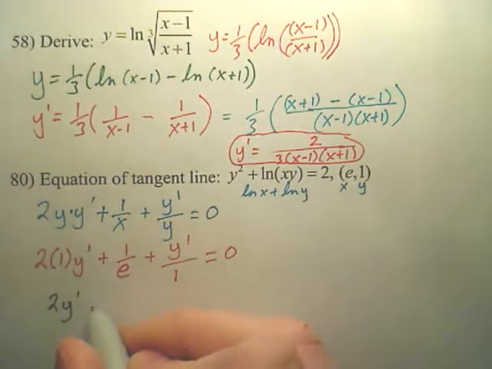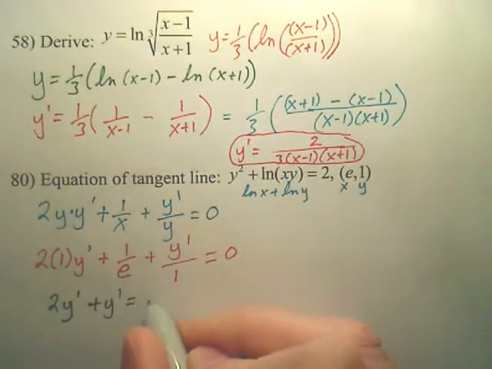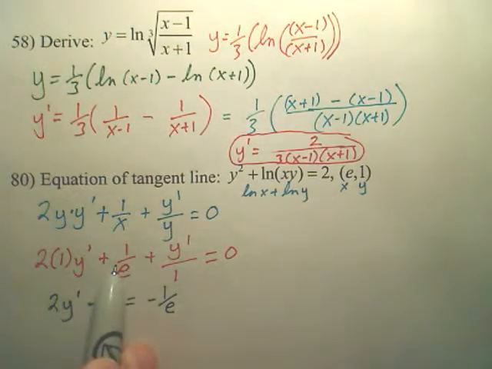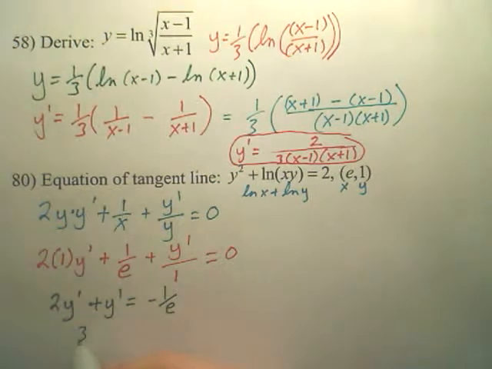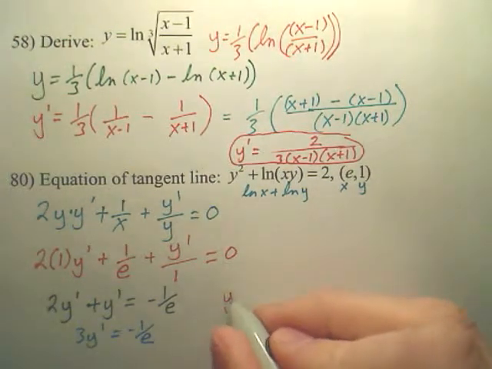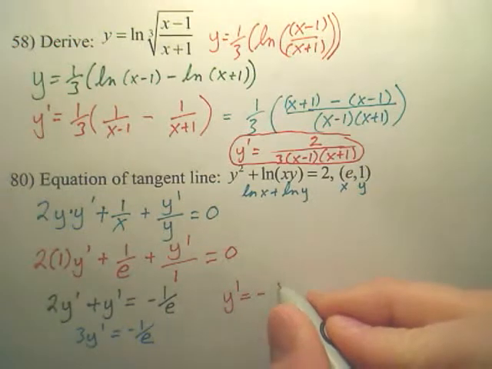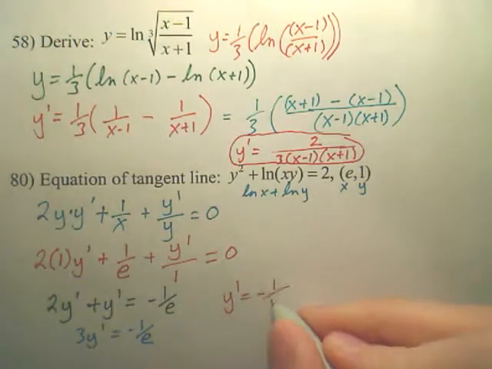So this 2y prime plus y prime equals negative 1 over e. What I did there is I moved this over and kept the y primes over here. Some of you might get confused, but basically, what's 2y prime plus y prime? That would be 3y prime. And from that, you divide both sides by 3, and you're going to get y prime equals negative, the 3 goes down to the bottom with the e, so negative 1 over 3e.